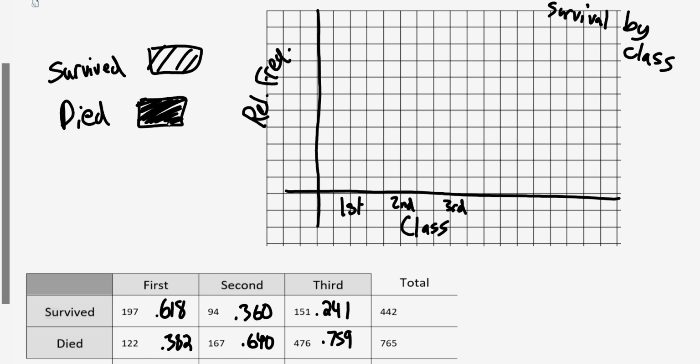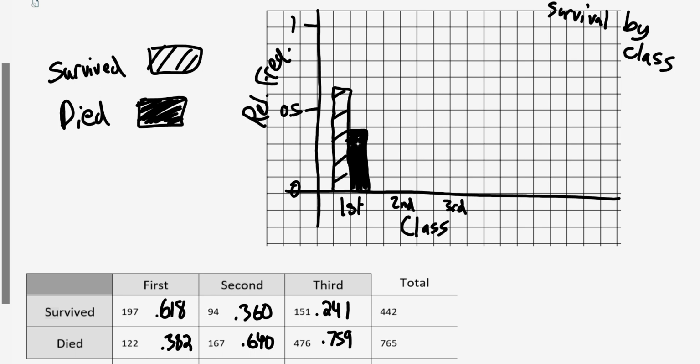So for survived, it was right around 60. Oh, I'm going to label this 0.5, 1. Our 0 is down here. So just over 0.6. So that's going to be my survival. And the death rate for this one was at about just over 38%. So we'll say that's about right here. So it doesn't show clearly on the graph that they add up to 100% like the last one did, but it does show side by side a little bit more clear the comparison of survival versus died.